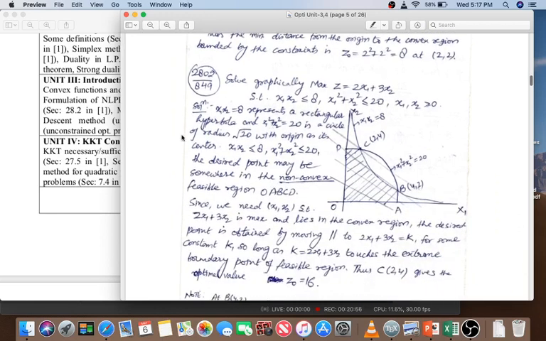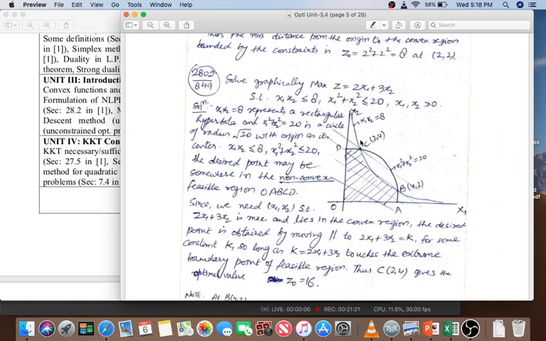Similarly, one more problem I have taken. Solve graphically: max z is equal to 2x1 plus 3x2 subject to the constraints x1 x2 less than or equal to 8, x1 square plus x2 square less than or equal to 20, and x1, x2 both positive. Here the constraints are non-linear, so it is an NLPP, and x1 x2 less than or equal to 8 represents a rectangular hyperbola.